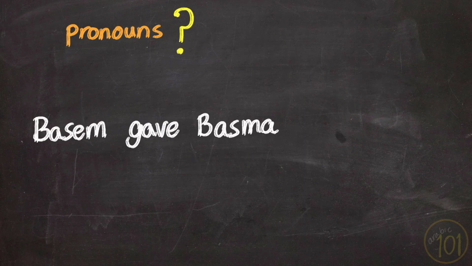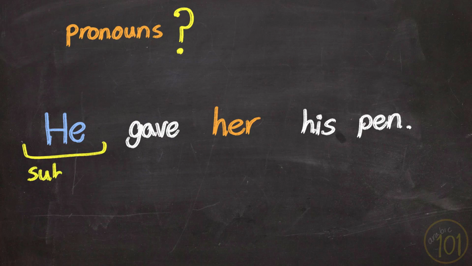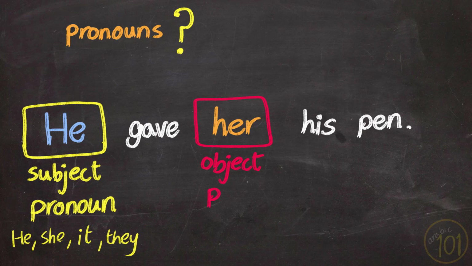Pronouns are the words that you use to replace the name of a person or a thing in a sentence. This person or this thing could be subject, so the doer of the action, and it could also be the object, which is the receiver of the action. This pronoun and others like it are called subject pronouns, like he, she, it, they, and so on. Whereas those are called object pronouns, like me, him, her, them, us, and so on.